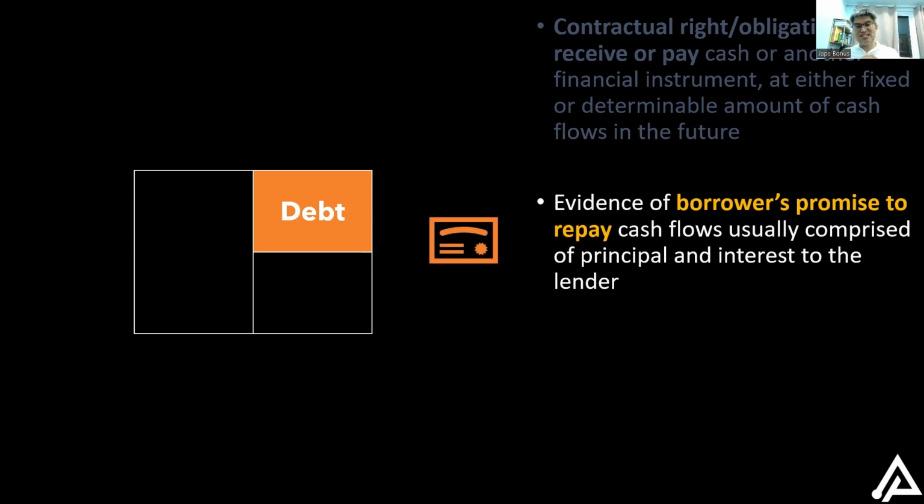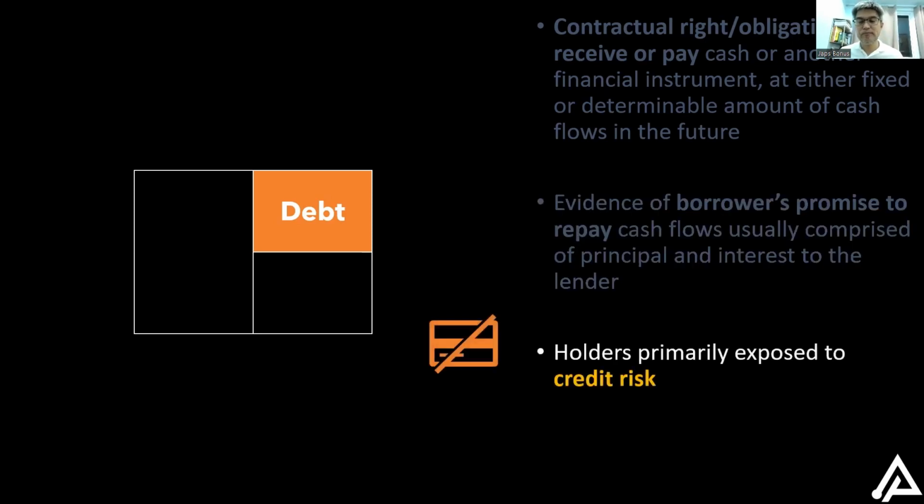So, earlier, fixed or determinable amount of cash flows, that instrument is actually evidence that the holder can use to invoke its right to receive said committed cash flows, which usually comprise the principal or capital amount and compensation in the form of interest. The holders of debt financial instruments are exposed to credit risk. And in a later section on expected credit risk, we will discuss what credit risk actually is.